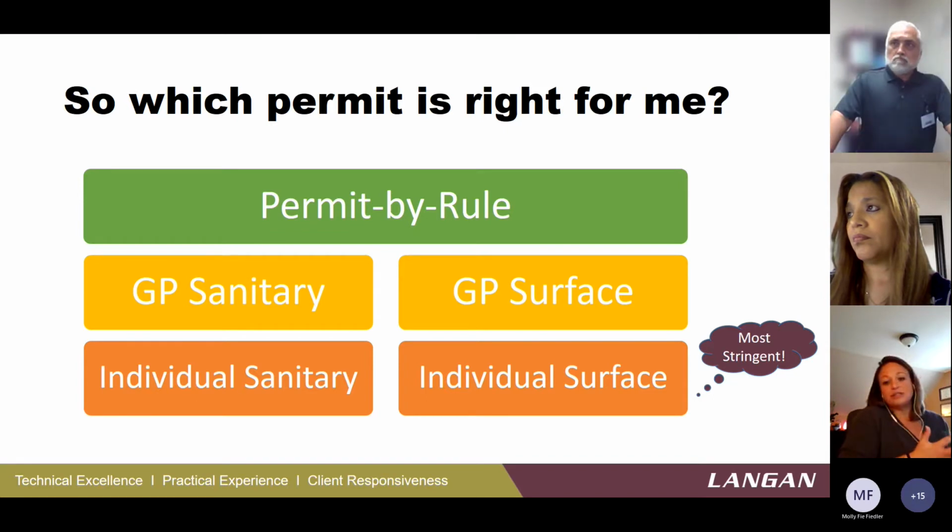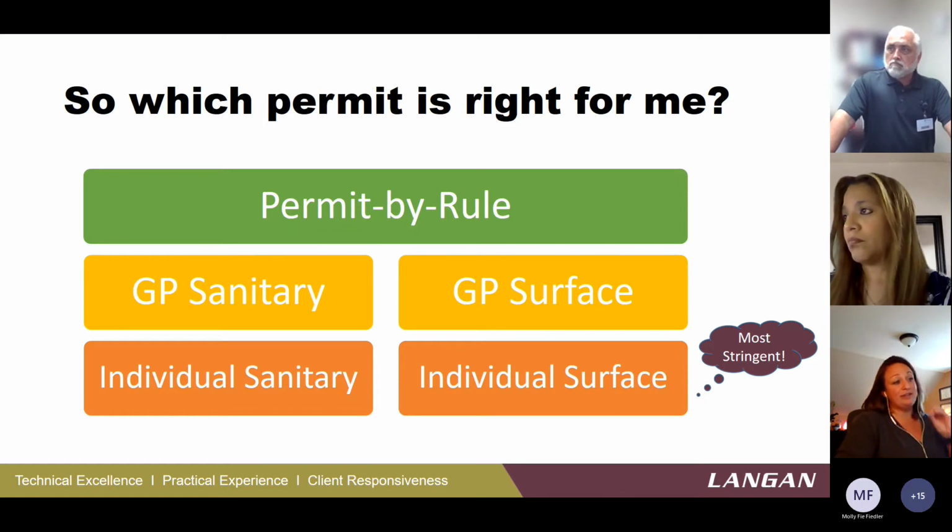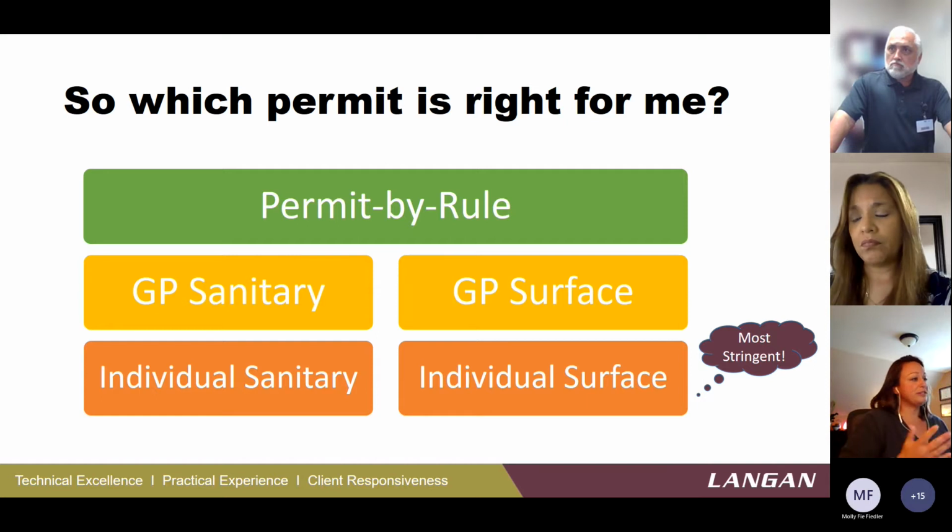But sometimes there's advantages to having them. So an individual permit to go to sanitary, and then if you have an individual permit to go to surface water, that's going to be your most stringent application process and your most stringent permit. It'll have the lowest limits, and it'll just have the most terms. It would likely be toxicity monitoring. So in theory, if you can avoid doing this one, that would always be the preference.